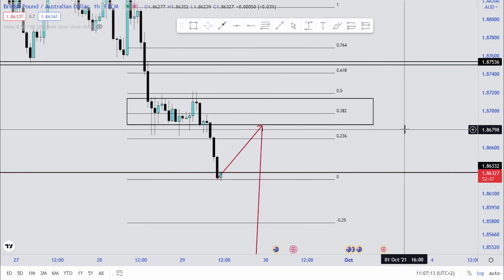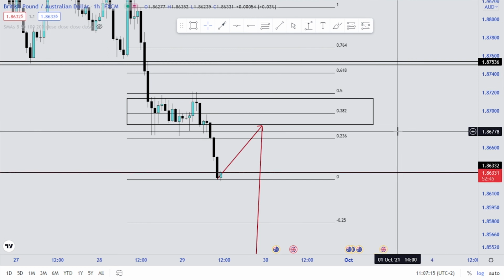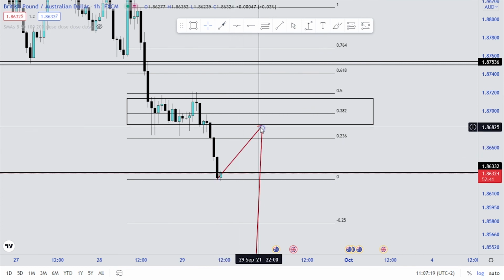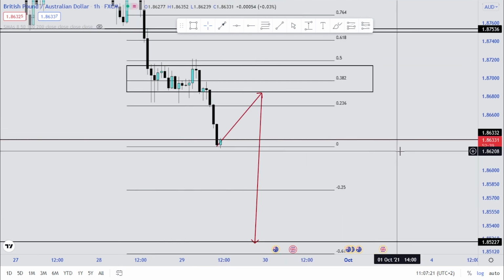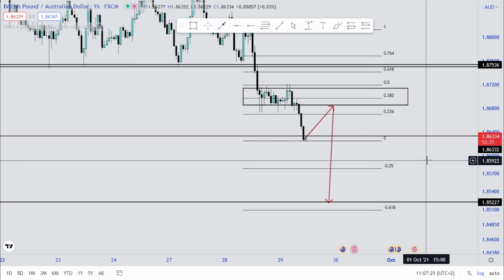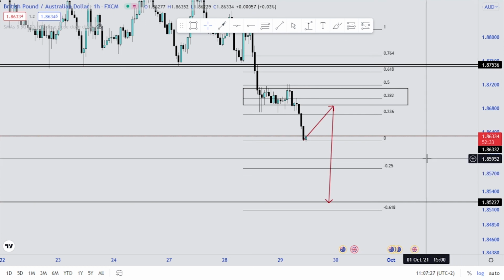But in the short-term scalping, guys, what I can see now is that price can most likely come for a retracement, come into this box region and continue to the downside, guys. So this is basically my breakdown and my perspective, what I see on this chart, guys.